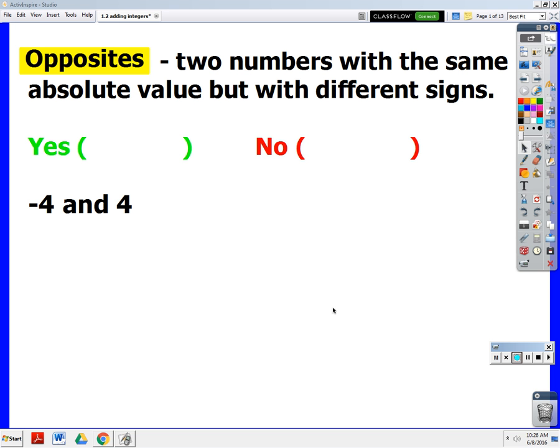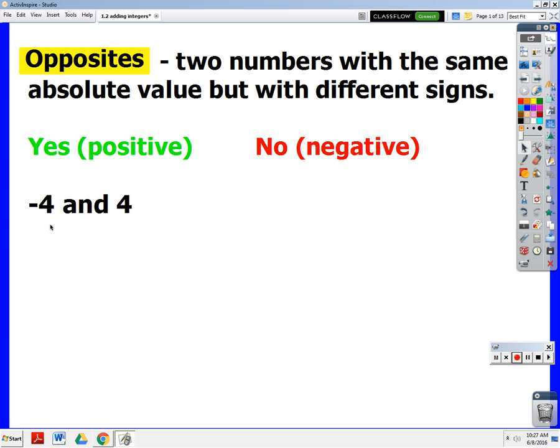Today we're going to talk about adding integers, and before we can do that we need to know what opposites are. Opposites are two numbers with the same absolute value but with different signs. So when I think of opposites, I think of yes and no. To me, yes is a positive answer, no is a negative answer. Kind of goes along with our opposites with math.